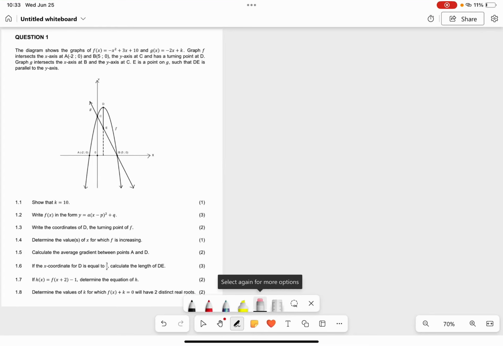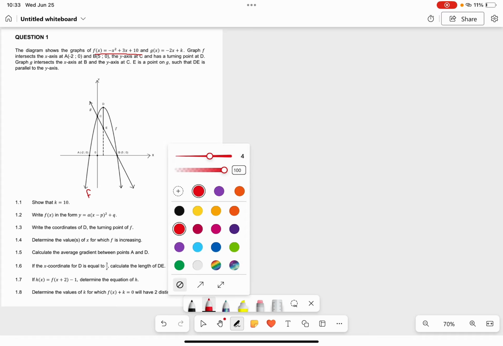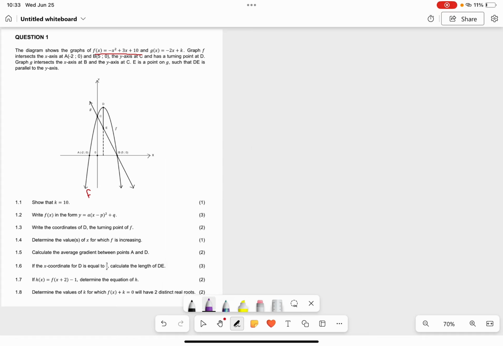Okay, so let me just get into it real quick without wasting time. The diagram shows the graphs of f of x, which is given as negative x squared plus 2x plus 10. We know that obviously represents the parabola because it has x squared in it. And then we're given the straight line function negative 2x plus k. We can see that the format is a straight line, so we know that g represents the straight line.